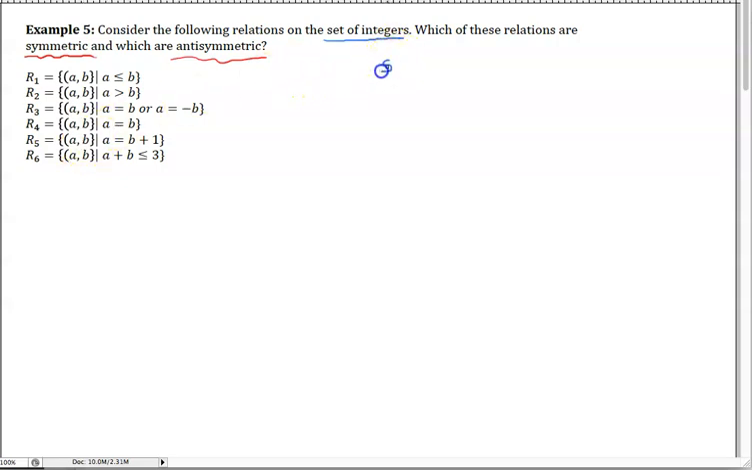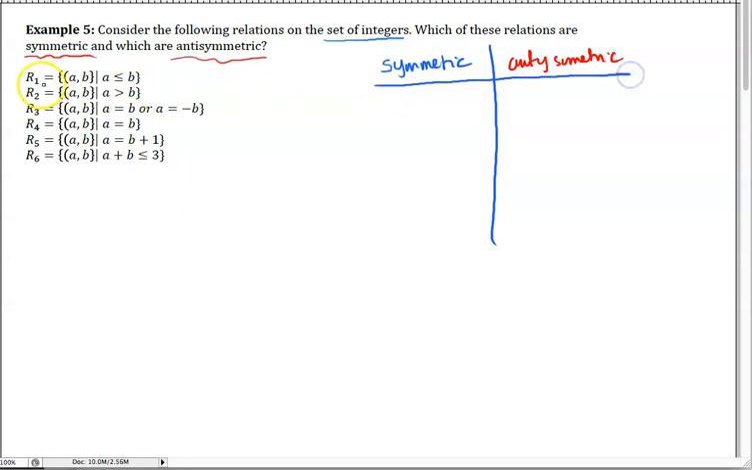Let me do symmetric here. Let's do anti-symmetric here. Make a little table of values. Not a table of values, but we'll put each relation in each category: symmetric and anti-symmetric. A relation could be one, could be the other, it could be both, or it could be neither.